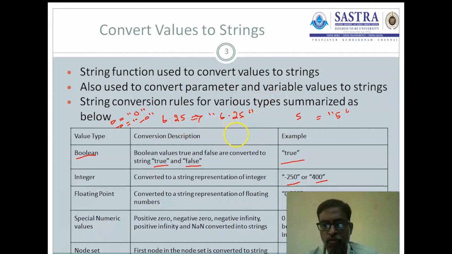And then infinity. Infinity is defined with minus INF or plus INF. Negative infinity or positive infinity is represented using INF. And then not a number. Not a number can be represented as capital N, small a, and capital N within double quotes. So for each and every primitive data type, XSLT defines a conversion function which converts the different data types into string.